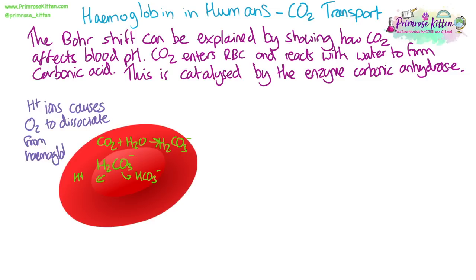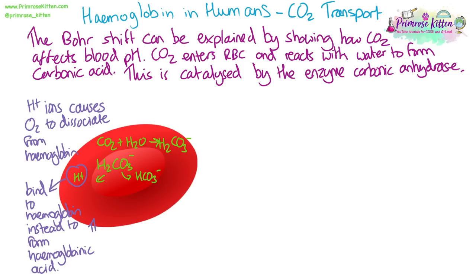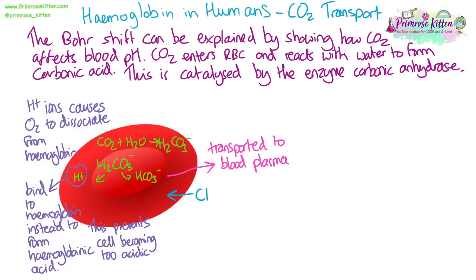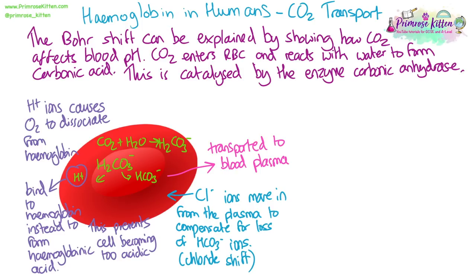The increased concentration of hydrogen ions causes the oxygen to dissociate from the hemoglobin. This is so that the hydrogen ions can bind to hemoglobin instead to form haemoglobinic acid. This is a safety feature as it prevents the cell from becoming too acidic. It basically mops up the extra hydrogen ions. The hydrogen carbonate ions are transported out into the blood plasma. In order to compensate for this loss of negative ions, chloride ions move in from the plasma. This is known as the chloride shift.